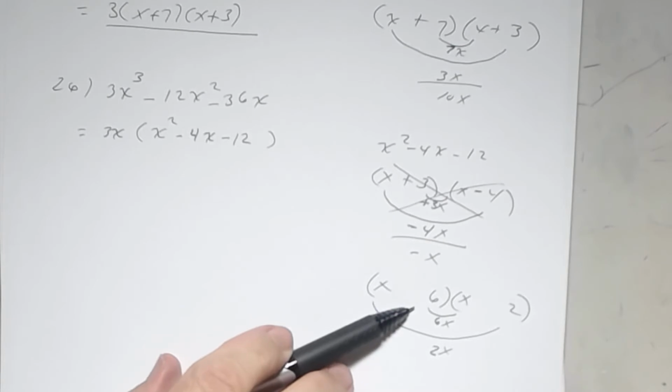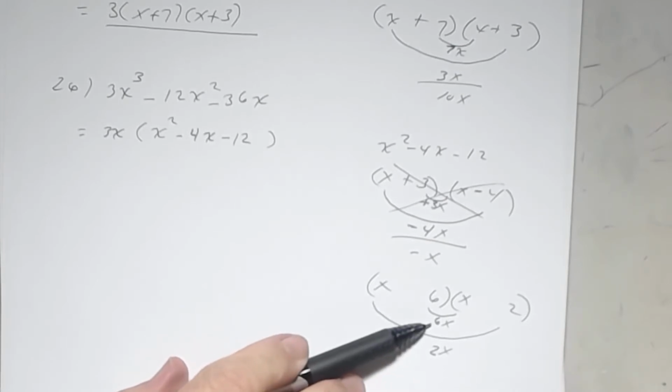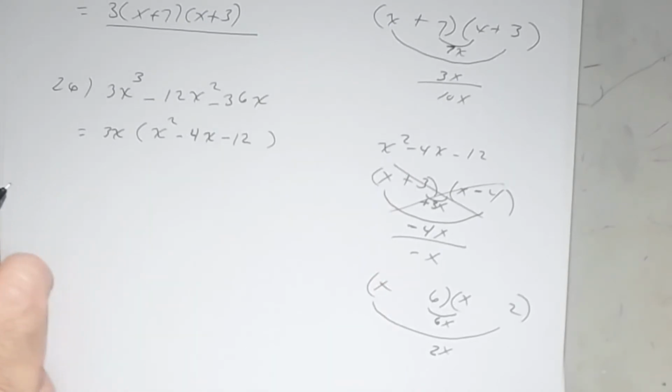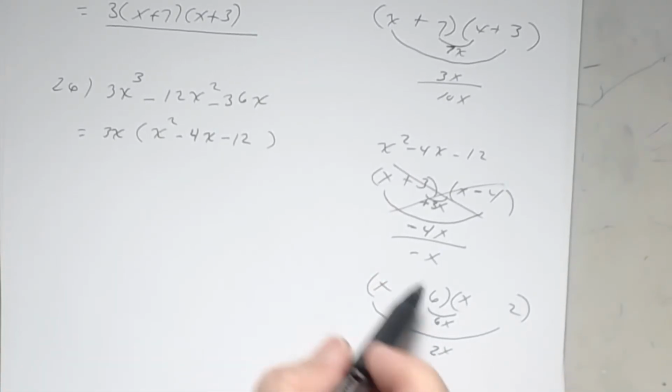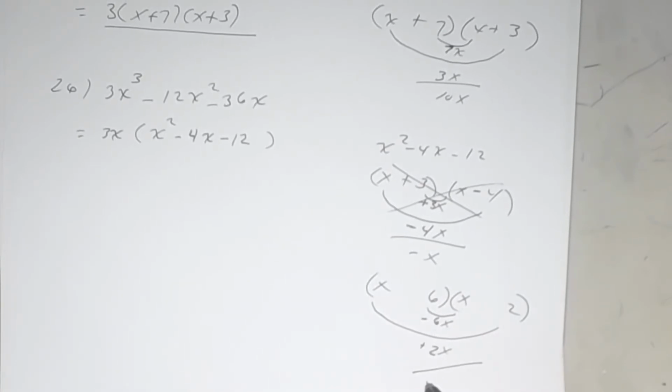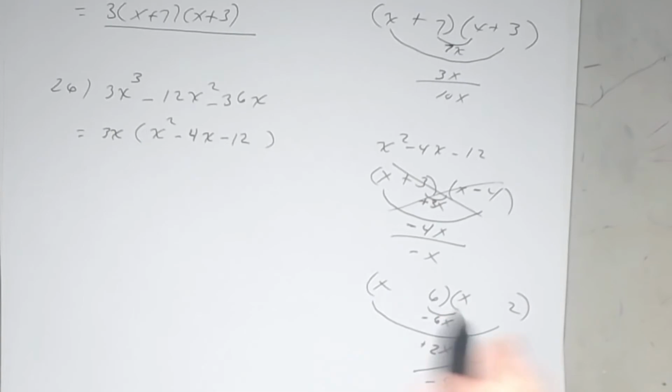The larger of these coefficients will take that middle sign. So that means 6x has to be negative, and the 2x has to be positive. And when I add them up, I do get negative 4x. Now let's fill in the signs. The outer has to be positive, so the 2 has to be plus. The inner has to be negative, which means the 6 has to be negative.